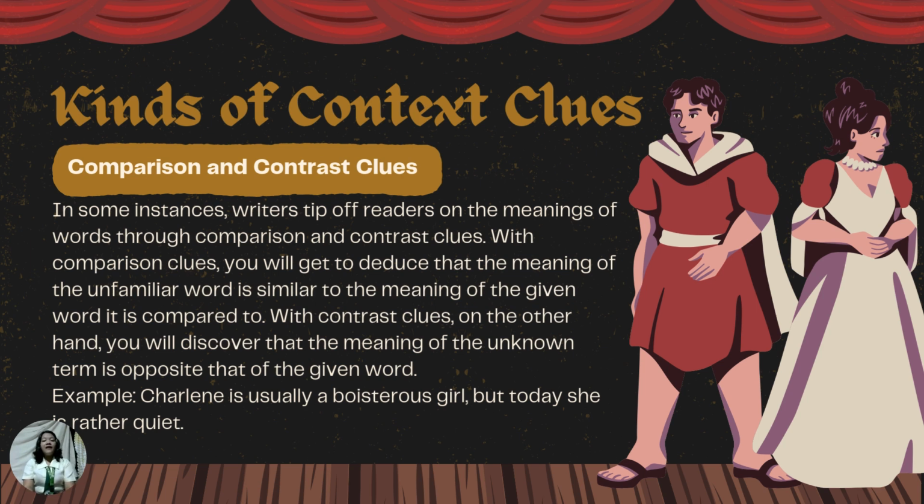And we also have comparison and contrast clues. With comparison and contrast clues, we look at similarities or opposites. The comparison clue above tips us that boisterous is an opposite of quiet. Here in the sentence, Charlene is usually a boisterous girl, but today she is rather quiet. Boisterous means lively or energetic. Comparison clues are introduced by words such as and, like, as, and another. Contrast clues make use of words such as but, on the other hand, although, though, however, and still.